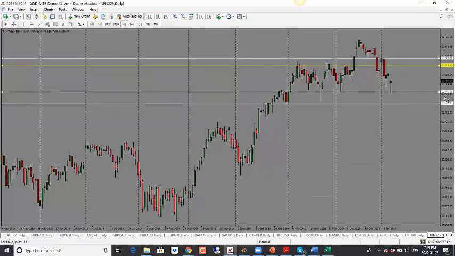I'm looking for a retest of 22,950 here. So bearish bias here for Nikkei.